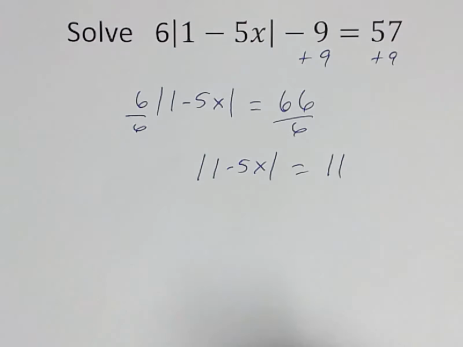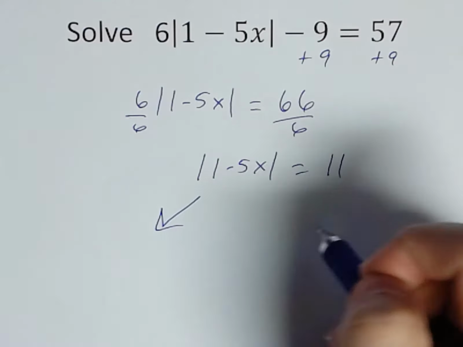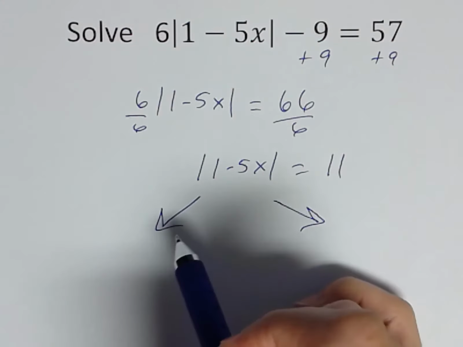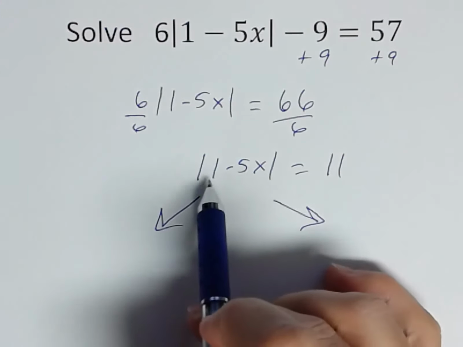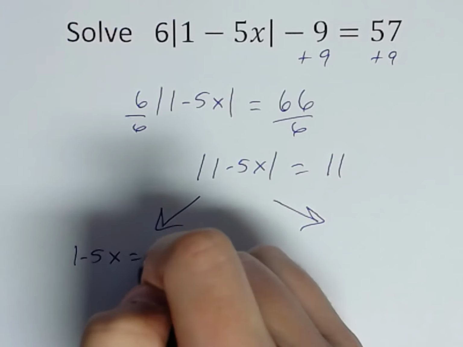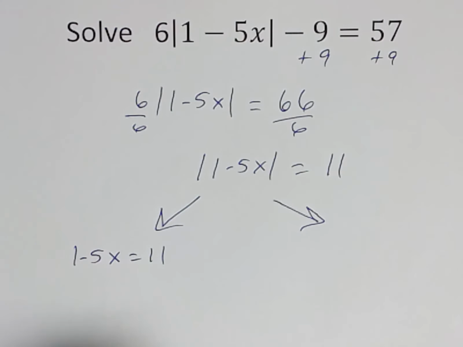All right, now we're ready to write our two equations. I'll just do this to remind us we're writing two equations. First one's just the positive case. You don't change anything. Just basically get rid of your absolute value. So 1 minus 5x equals 11.